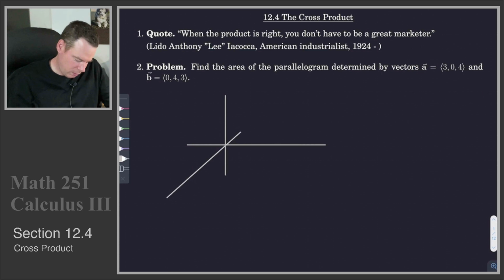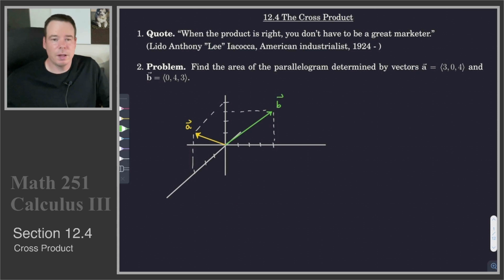We've got the vector A, which is 3, 0, 4. So here it is as a position vector. That's our vector A. And then we have this vector B, 0, 4, and 3. So there's B. And we're interested in the area of the parallelogram determined by these two vectors.